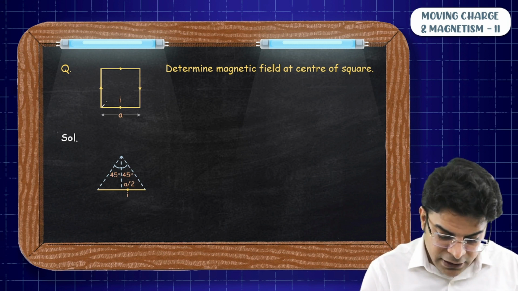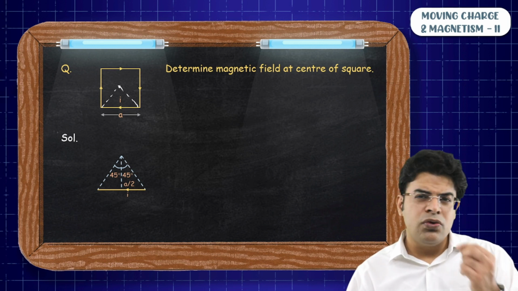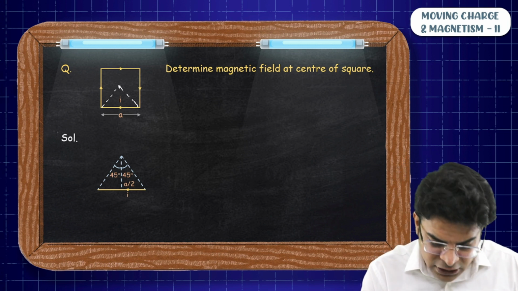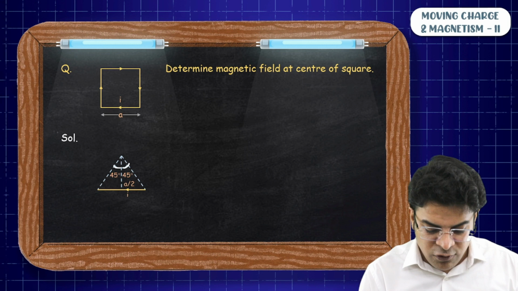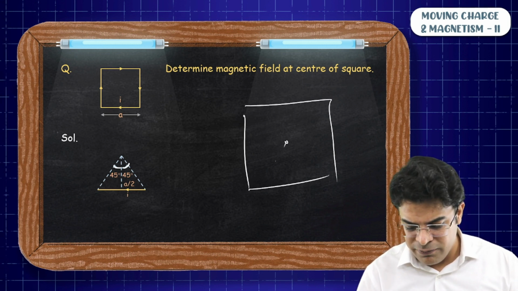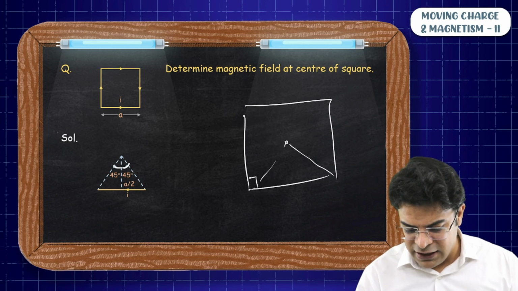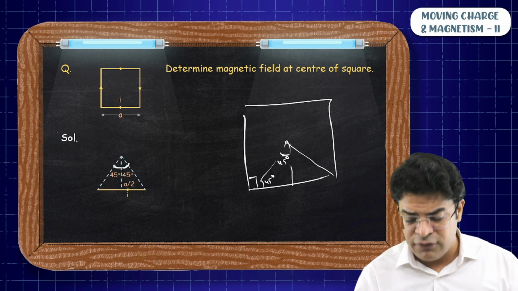You know that if you join this part only to center, you need to know just two things: the shortest distance R and the angles, right? Now these angles will be 45 and 45. Why? It's easy to understand. If you have a square and you join it, this whole angle is 90, so this is 45. When you drop a perpendicular, the remaining angle also has to be 45.